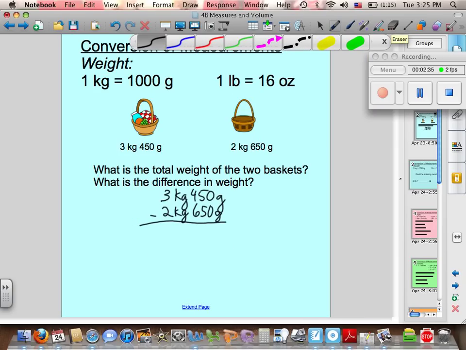Now, if we line it up like a subtraction problem, that might be a little bit easier for us, and we can see that we're going to start with the grams. You start with the smallest unit, just like you would with any other subtraction problem. And we see it's 450 minus 650. Well, we can't take away 650 from 450, so we're going to exchange. Let's exchange 1 kilogram. That will leave us with 2 kilograms.